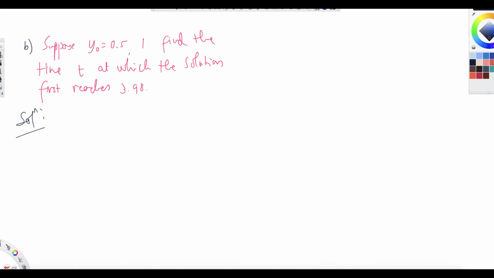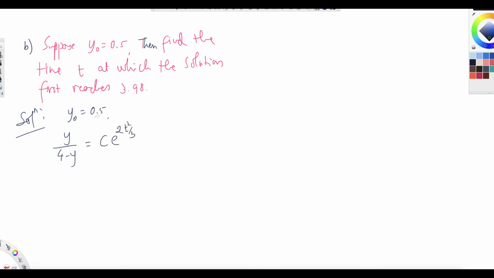Okay. So the second part of the problem is: suppose y sub 0 equals 0.5, then find the time t at which the solution first reaches 3.98. What is given is y sub 0 equals 0.5. What was our solution at the very beginning? We got y over 4 minus y equals c e to the 2t squared over 3. That's what we got, right?